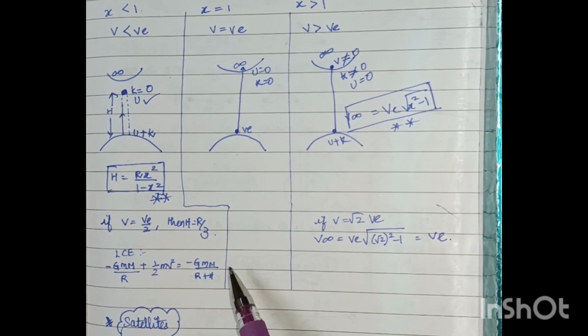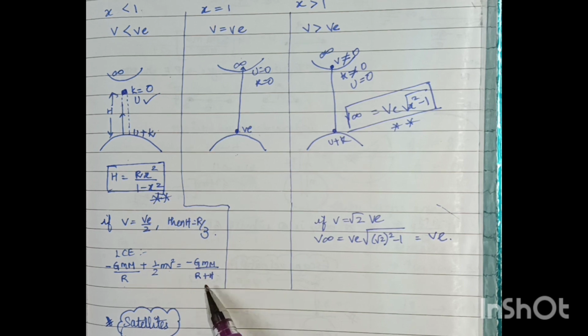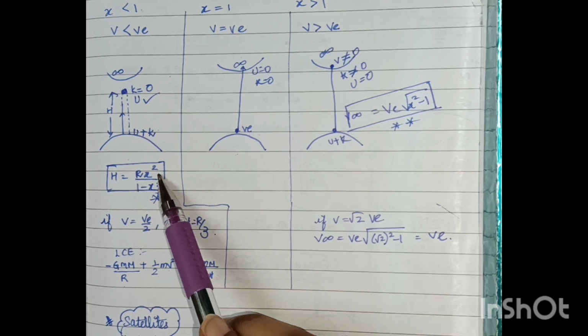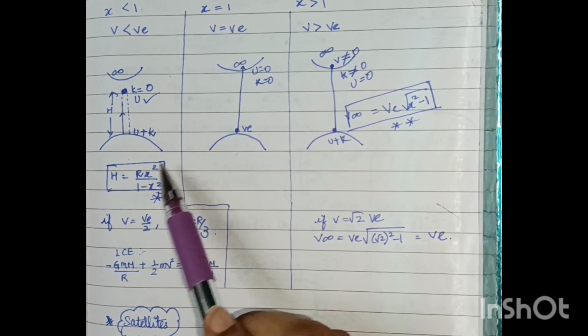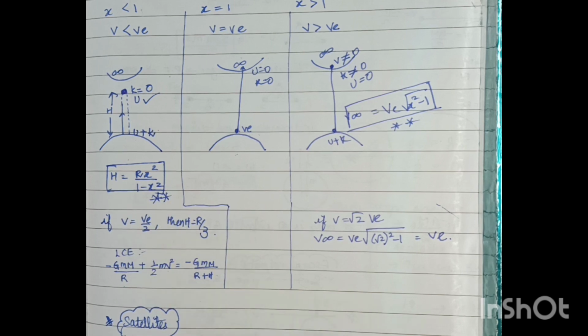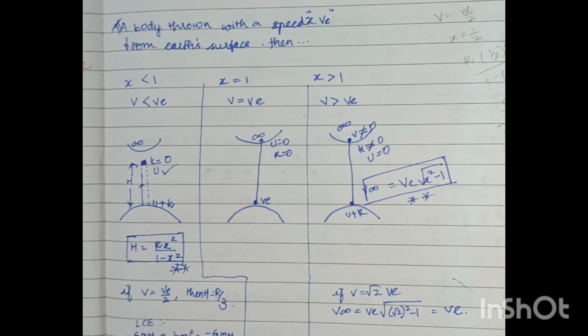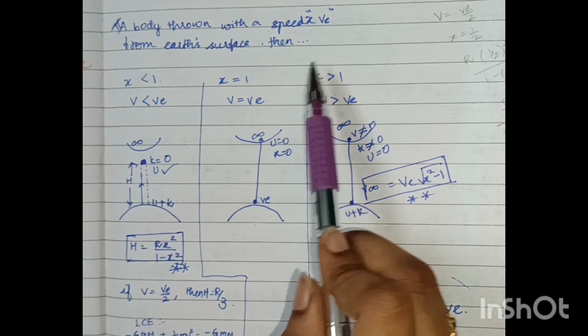This is the way we are going to use the law of conservation of energy, and from the law of conservation of energy only we have arrived at the simplest formula. It is good to remember this formula because it will be useful in many cases, as it will not be time consuming. Now let us see the third case, that is if x is greater than 1.